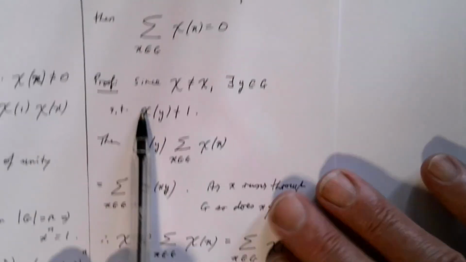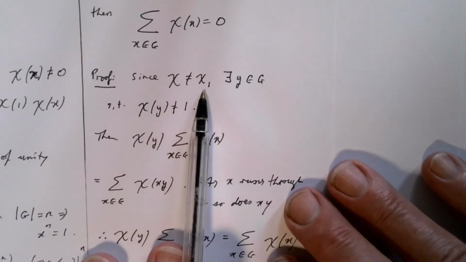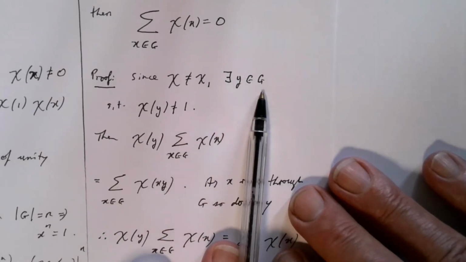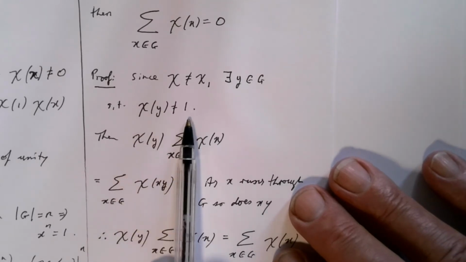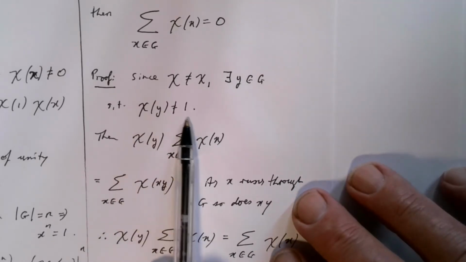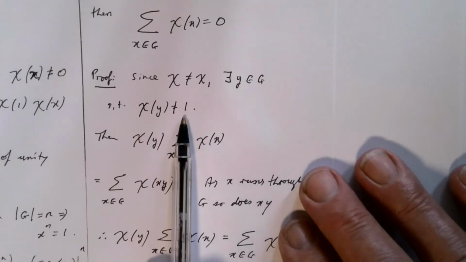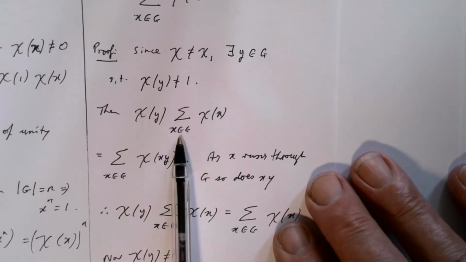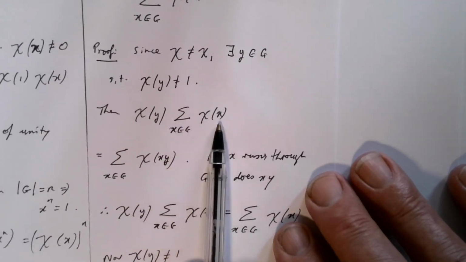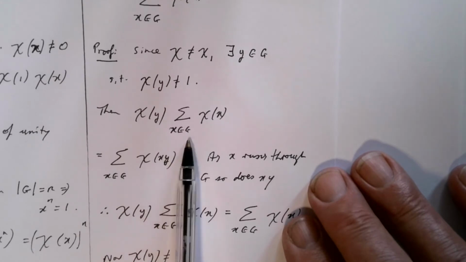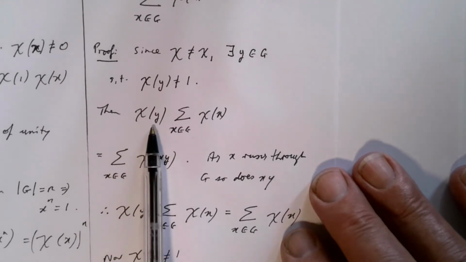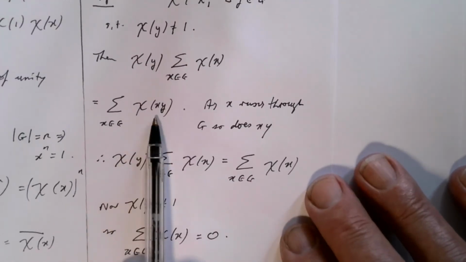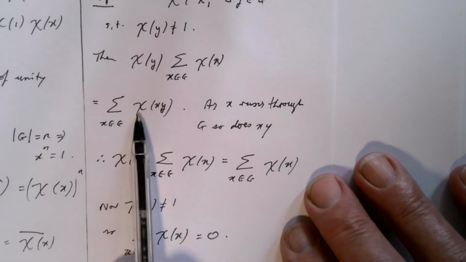Since chi is not the principal character, there is an element y in the group so that chi of y is not 1. There must be such a y, because chi is not the principal one. So we take the sum we're looking for, the sum of chi of x for x in G, and multiply it by chi of y. I can pull this inside the sum and combine the two together. So this is now the sum over x in the group of chi of xy.